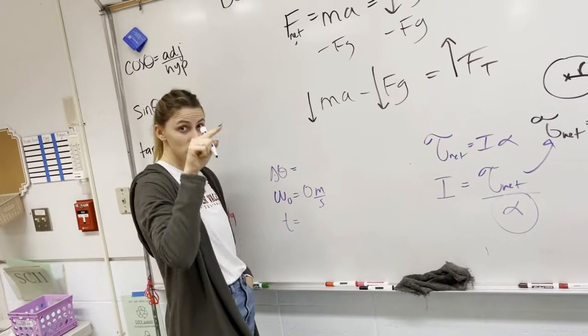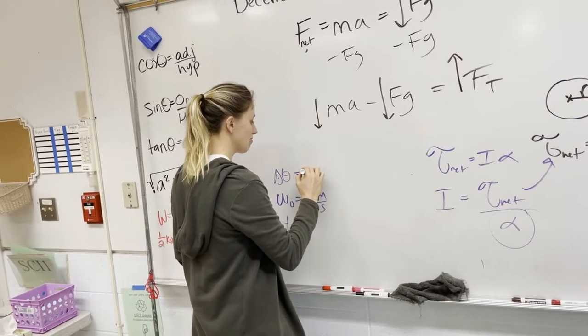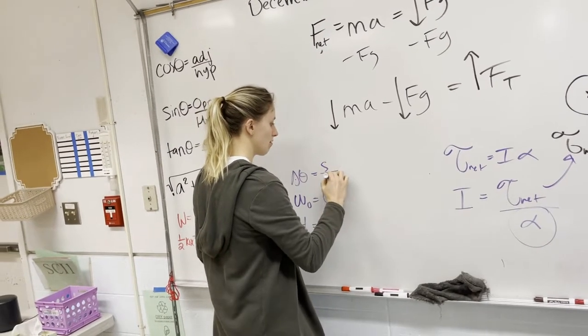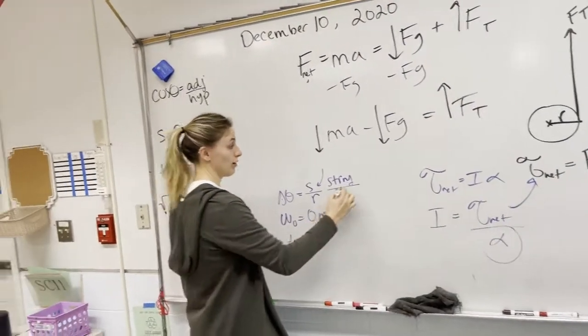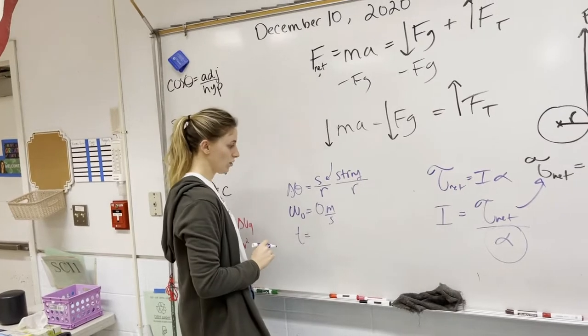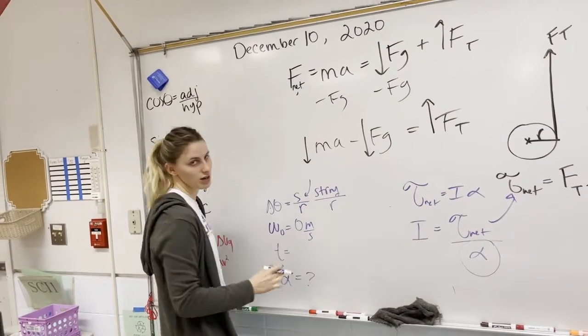Well, we can't just measure it straight down, like we did with delta y. The change in theta will be S over R, and S is the string, divided by whatever our radius is. Okay, we've got time. And then we're trying to find acceleration. Whatever we get for our time, we'll write that in there.